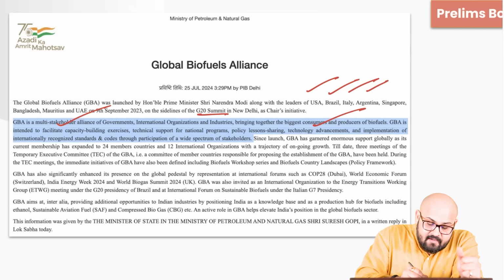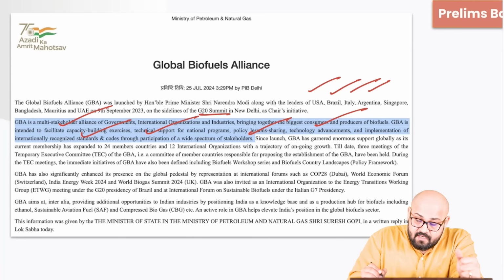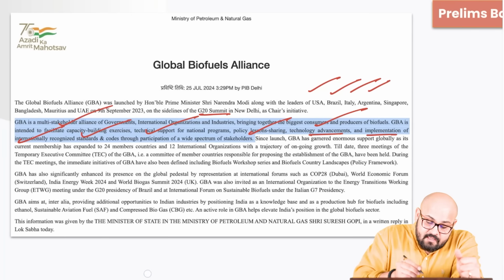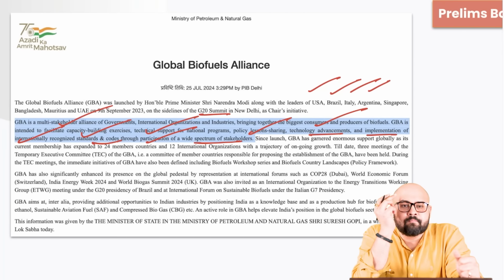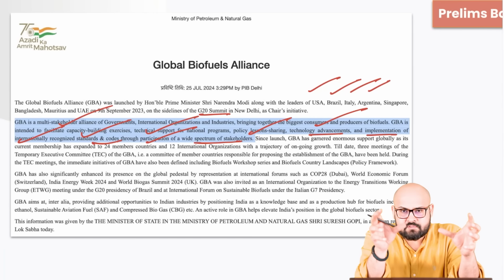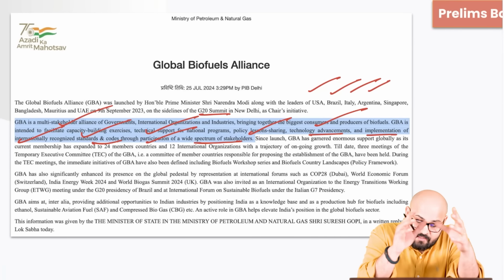GBA is intended to facilitate capacity building exercises, technical support for national programs, policy lessons sharing, technology advancement, and implementation of internationally recognized standards and codes through participation of a wide spectrum of stakeholders, primarily to facilitate the productive development of biofuels, with the help of technology and sustainable aspects. This is what you have to understand.